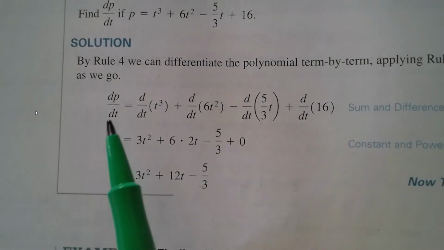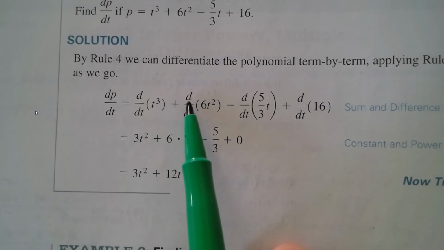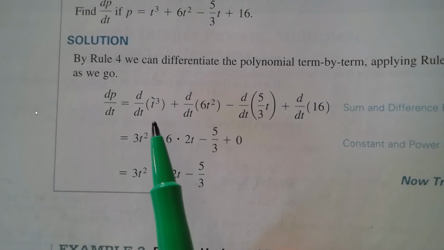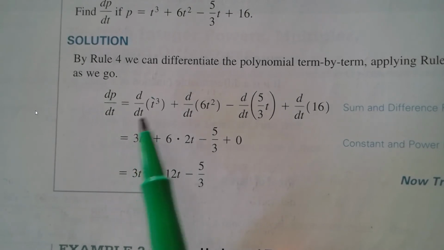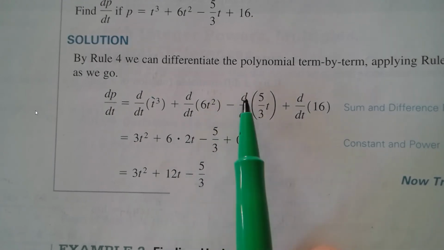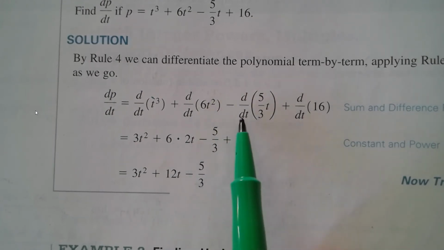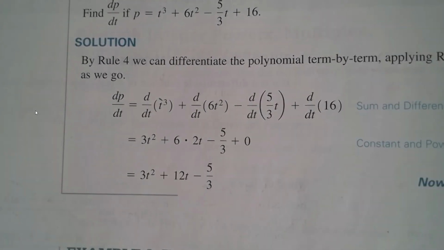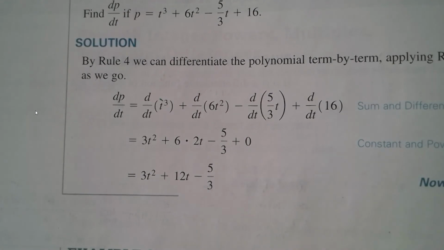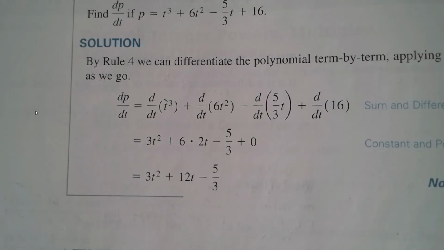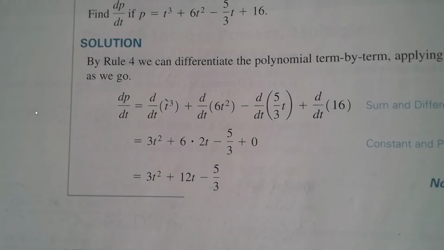And if you're wondering about the notation here, they literally just took each component and they took the derivative of, let's say, t to the third power with respect to t. Okay? Here, they took the derivative of 6t squared with respect to t. They took the derivative of 5 over 3t with respect to t. They took the derivative of 16 with respect to t. Okay? That's what that means, right? D is just this d over here. It's just derivative. And then on the bottom, it tells you what the actual variable within the equation is. It's t, okay? Any questions so far?